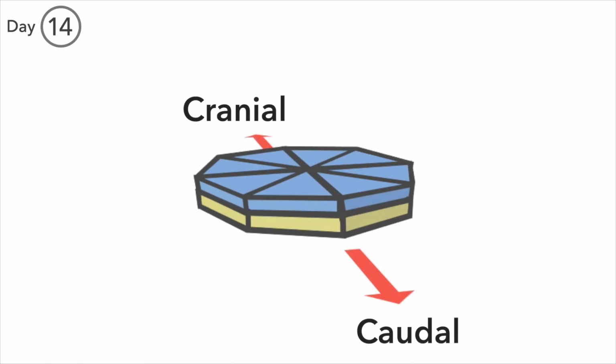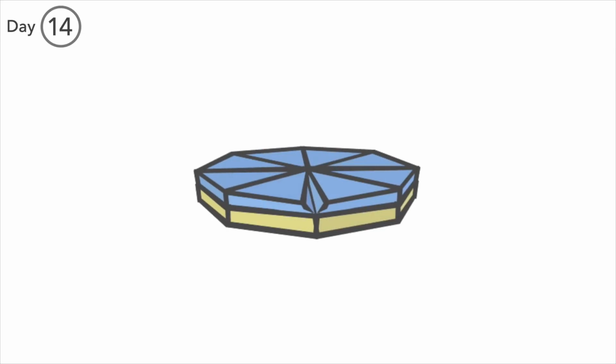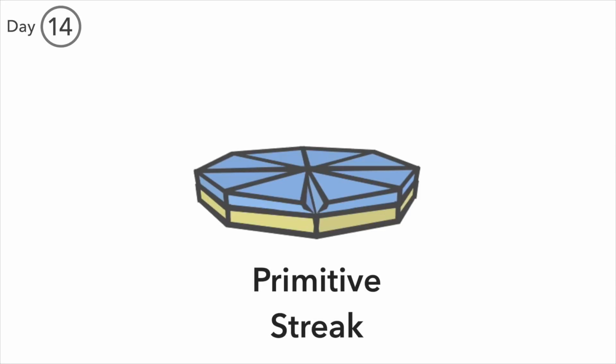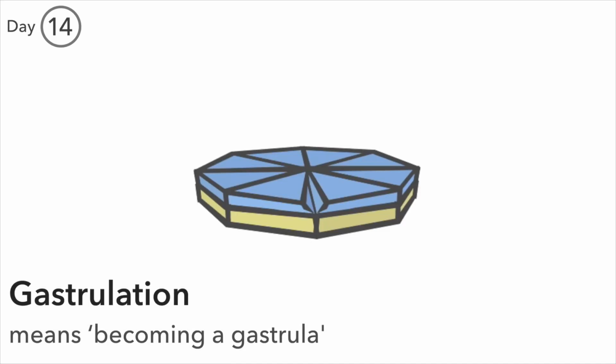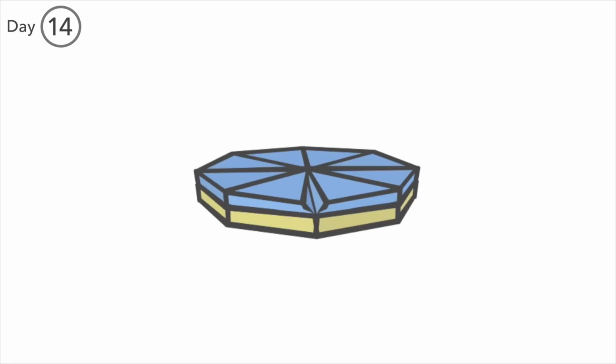Cranial just means head end of the embryo, caudal means tail end. We can see here this little dip in the middle. Cells in the epiblast begin to differentiate, change type, and burrow underneath the layer of the epiblast. So this looks like a burrow down the caudal end of the epiblast. It's known as the primitive streak, and seeing that marks the beginning of gastrulation. Gastrulation means becoming a gastrula, which is a trilaminar embryonic disc, and more on that in week 3.